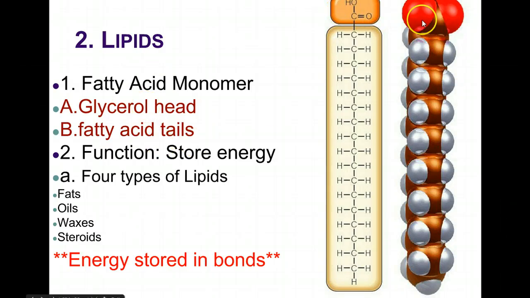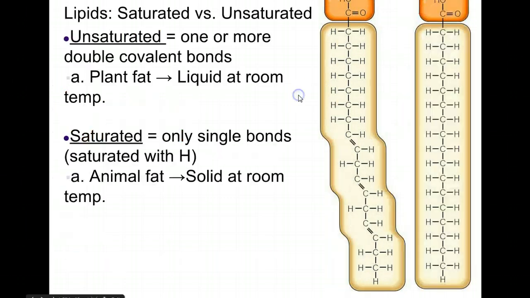Here's my glycerol head, fatty acid tail, fatty acid tail. And look at that carbon backbone. Beautiful straight carbon backbone. All right, lipids, their big function is to store energy. Now, this is storing energy long term, not short term. 4 types we're going to talk about are fats, oils, waxes, and steroids. The energy is stored in their bonds, and you can see this is a much larger molecule. We can store a lot of energy in this lipid. And that's what we have fat for, to store energy.